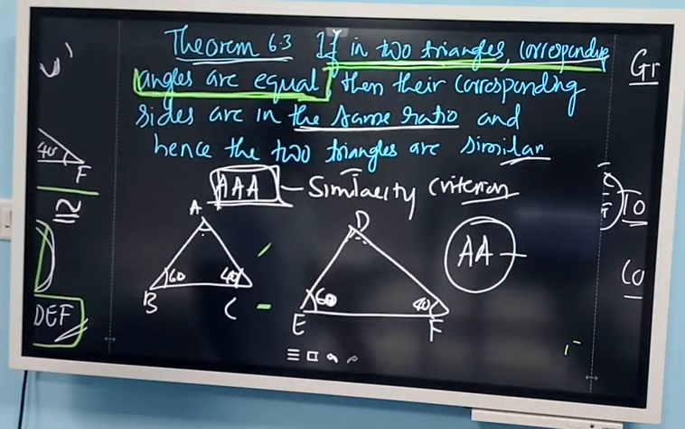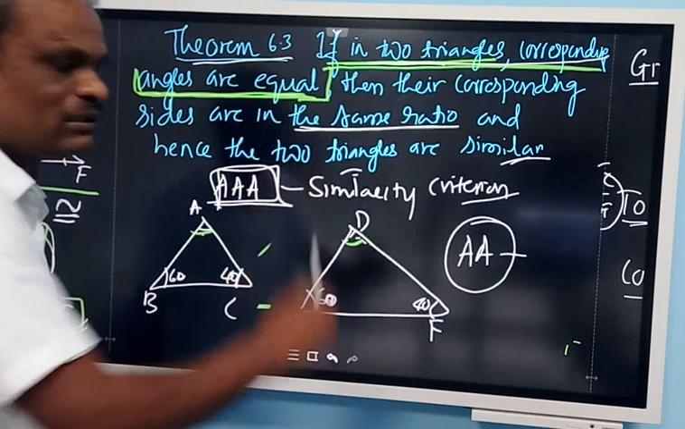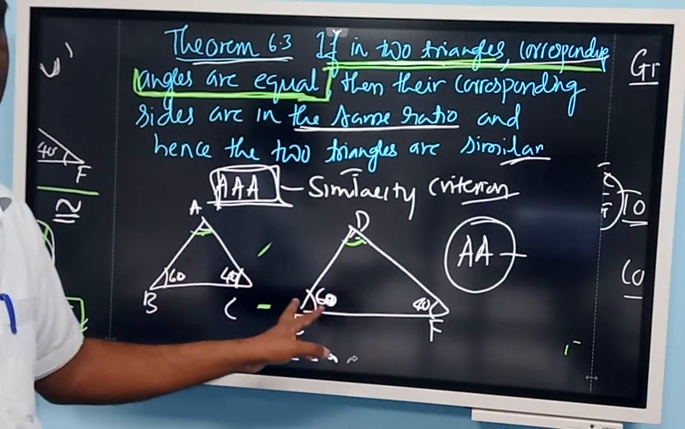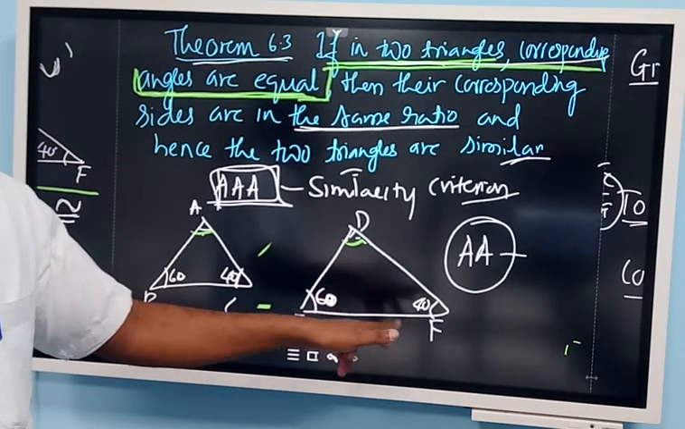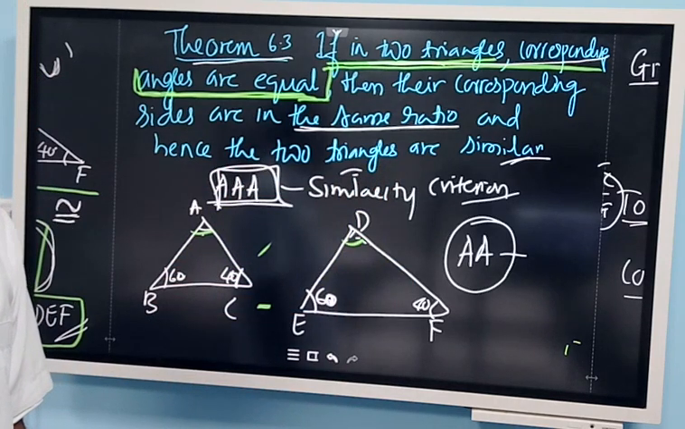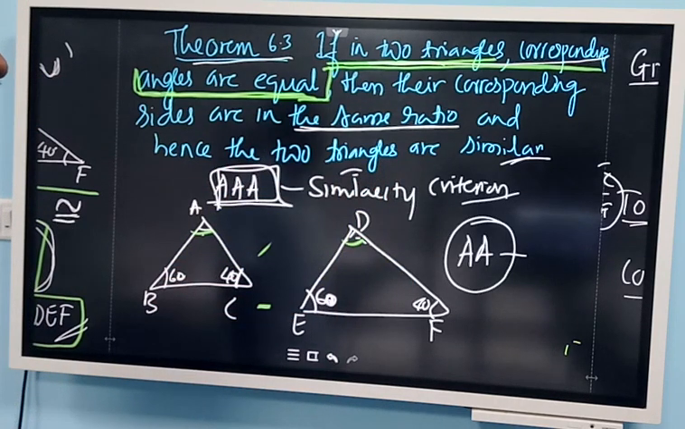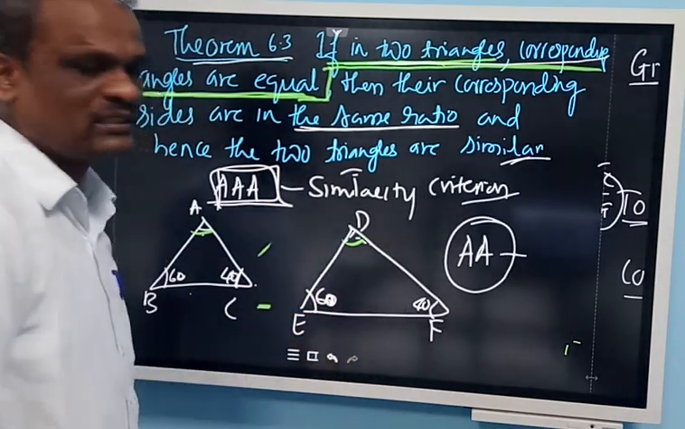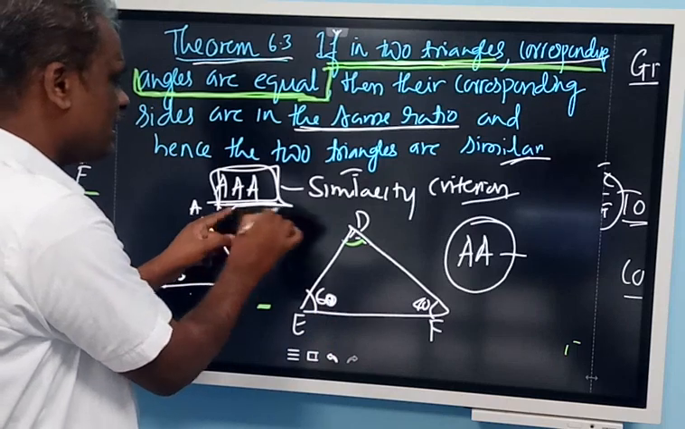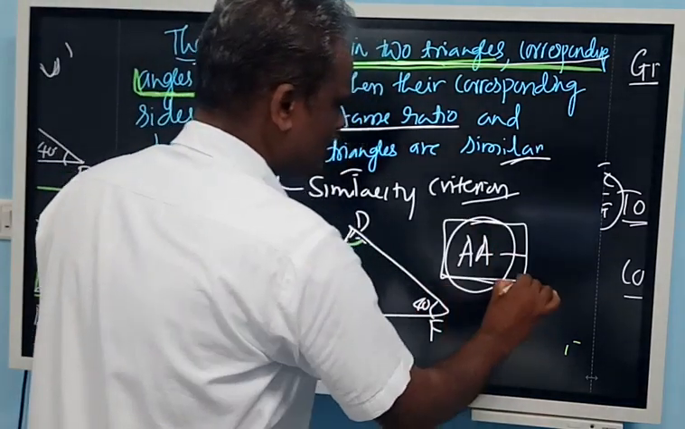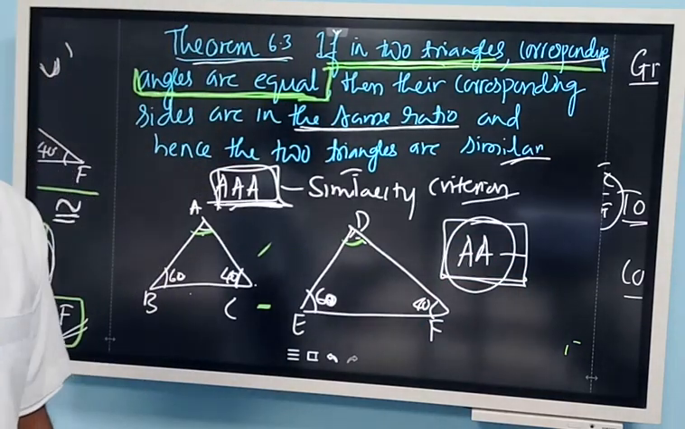Because automatically the third angle will be equal because of the angle sum property of a triangle. The angle sum property says that if two angles of one triangle are equal to two angles of another triangle, then naturally the third angle also will be equal because the sum of the three angles measures 180 degrees. So therefore, if you show that two angles of this triangle are equal to two angles of another triangle, automatically the third angle also will become the same. Therefore, it is enough to show two angles. You can call this AA similarity.